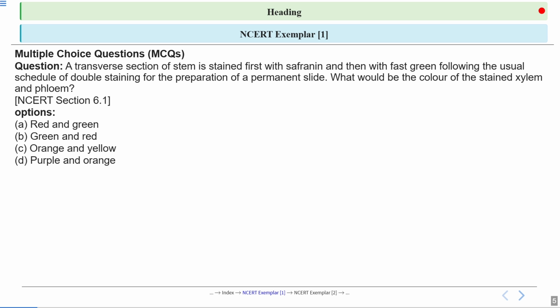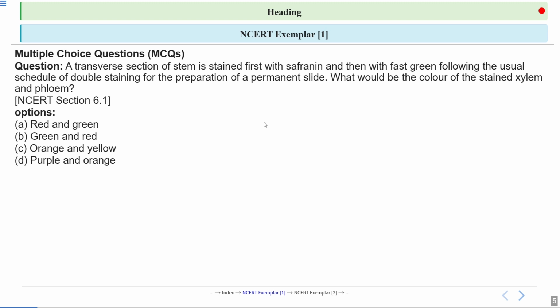The first question is here. A transverse section of stem is stained first with safranin. First it is stained with the safranin solution, and then with fast green, following the usual schedule of double staining for the preparation of a permanent slide. So what would be the color of the stained xylem and phloem?